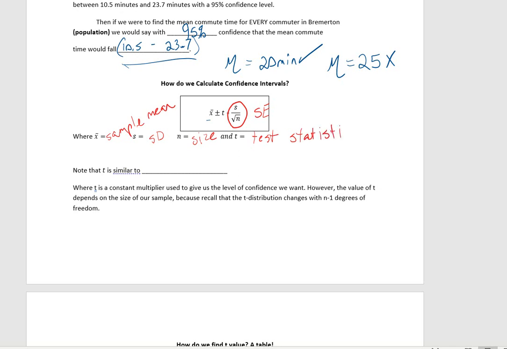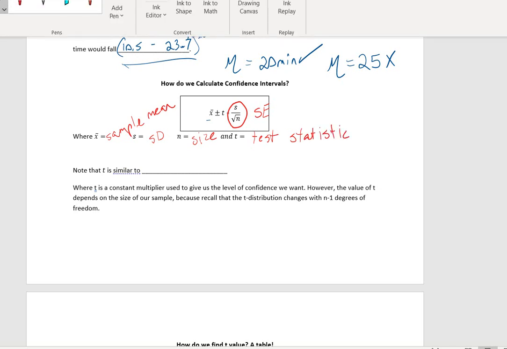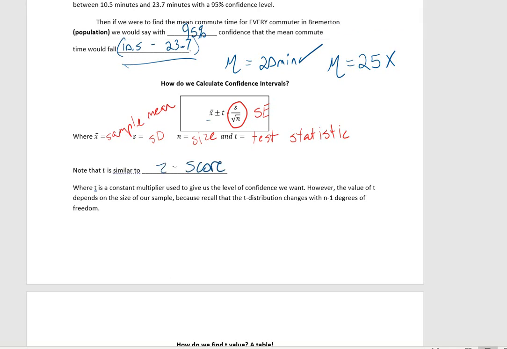You can relate this to a z-score; it's very similar. The t is a multiplier that comes into play, and it determines the level of confidence we want. Remember, in Chapter 8, if we wanted a 95% confidence interval, we'd have a z-score equal to 2. If we wanted one of 68%, we'd have a z-score equal to 1. The difference between Chapter 8 and Chapter 9 is that in Chapter 9, the t-value depends on the size of our sample. So it's not just 2 or 1, it has to do with the level of confidence and the size of our sample.